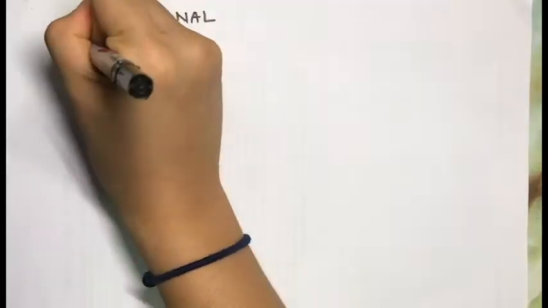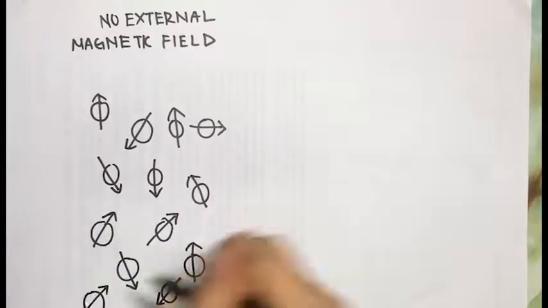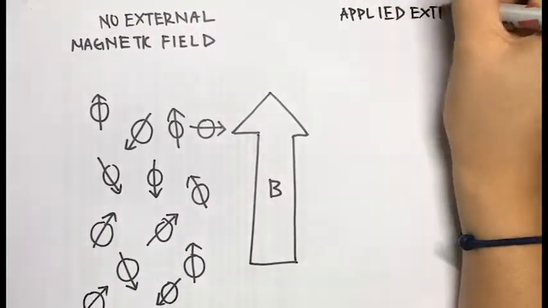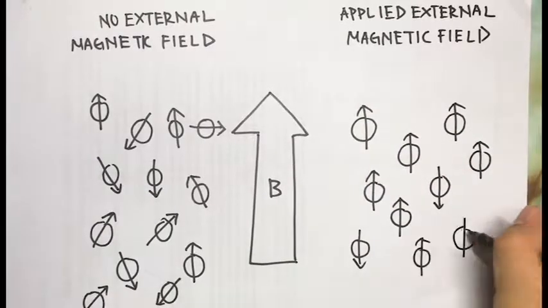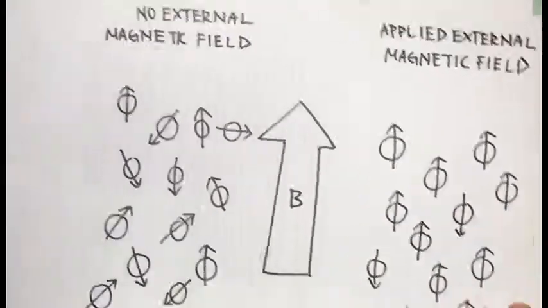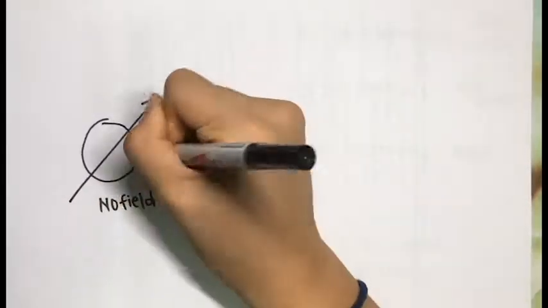When placed in an external magnetic field, the preferred orientation is having the magnetic moment aligned with the external field. Having the magnetic moment oppose the external field is less favorable. In the absence of an applied field, all orientations are of equal energy.